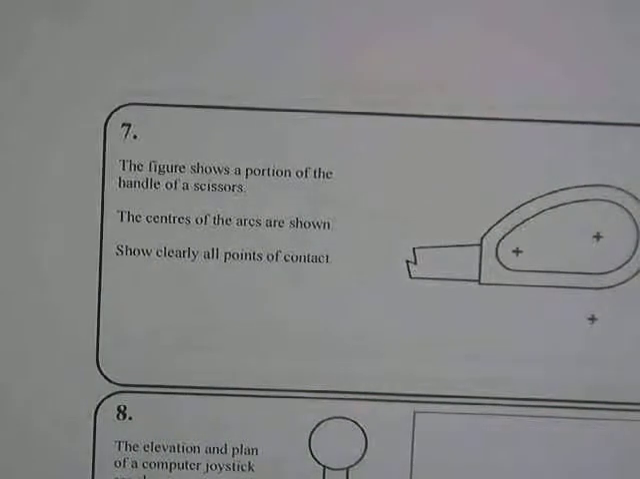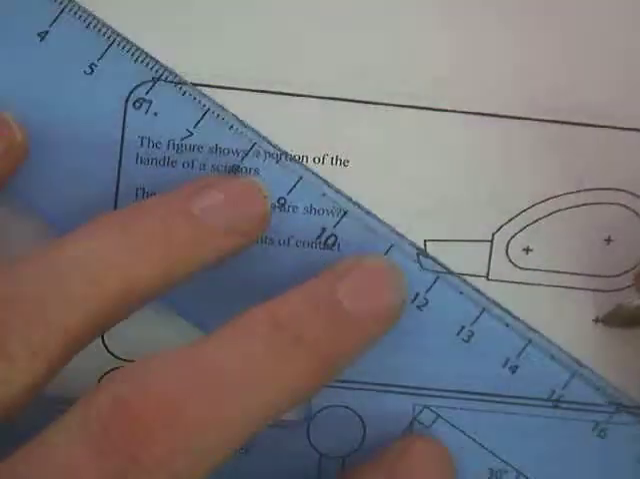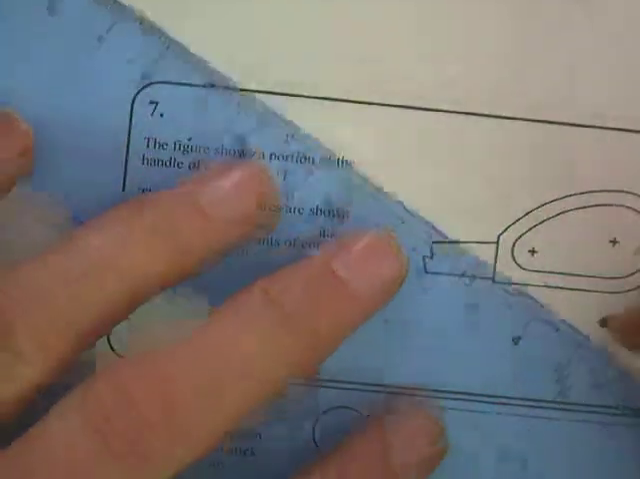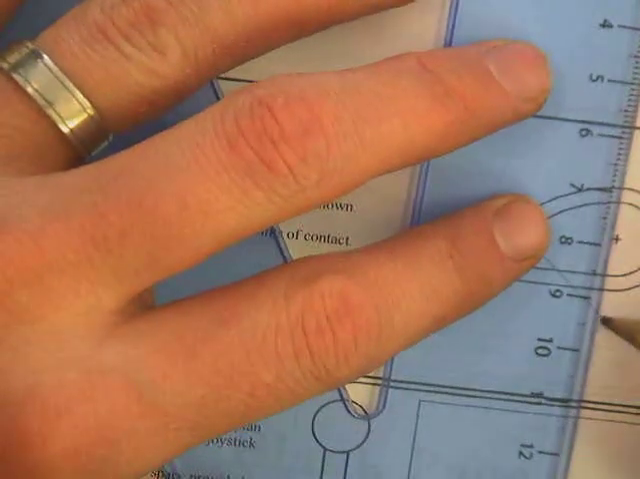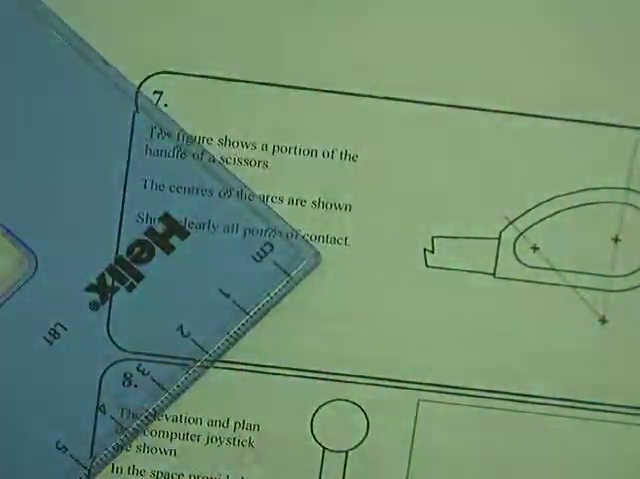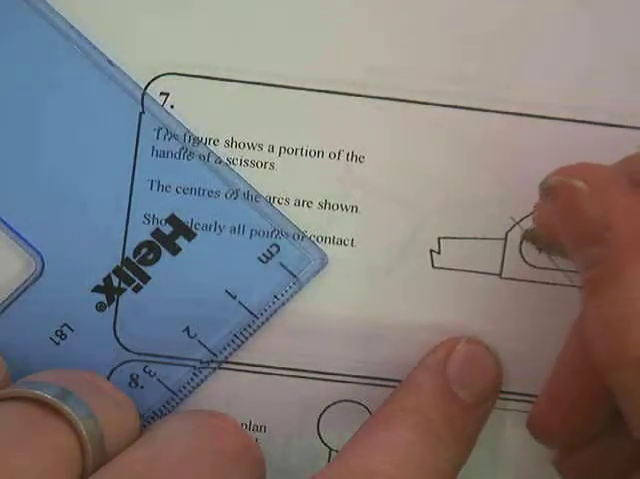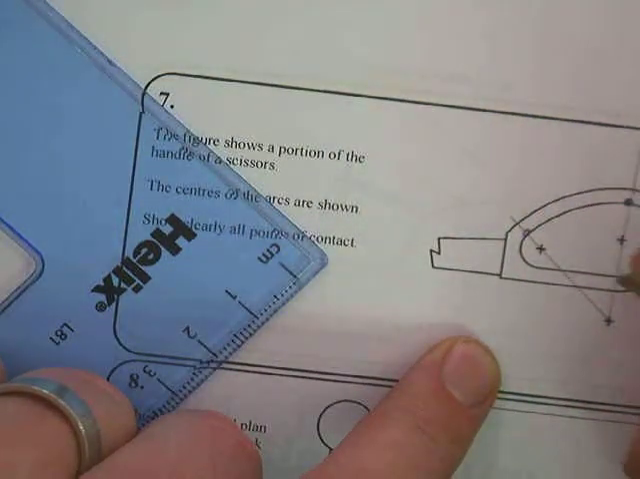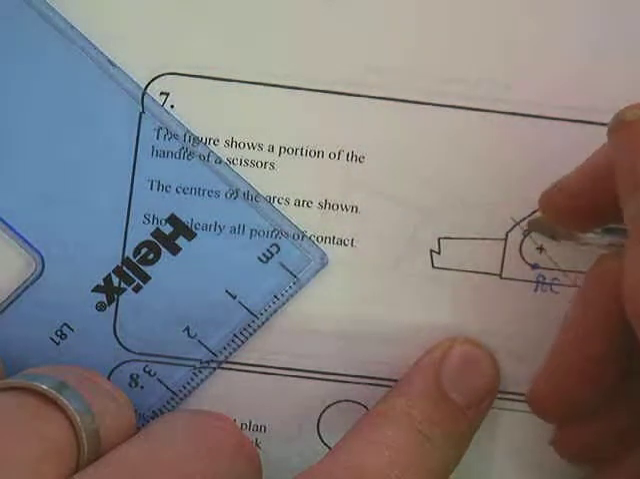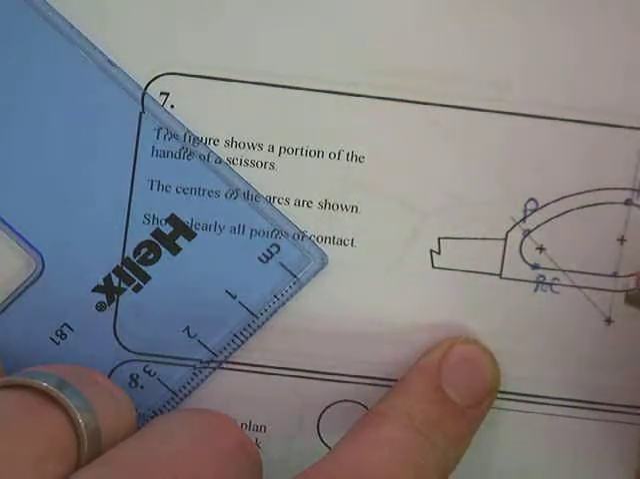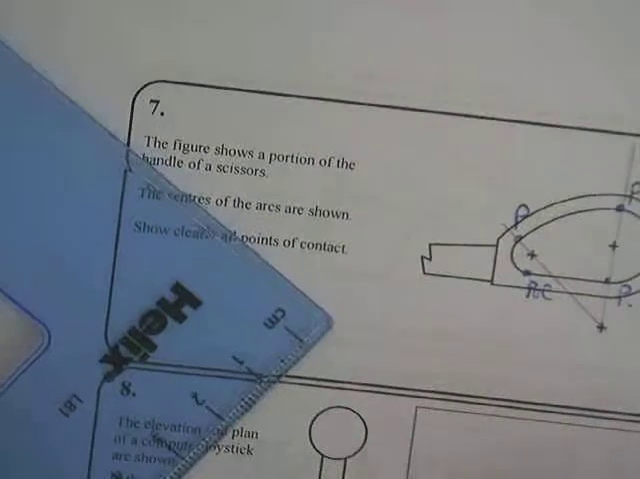So question 7 then. The figure shows a portion of the handle of a scissors. The centers of the arcs are shown. Show clearly the points of contact. So what do we do there? Join the centers, don't we? So that gives us our point of contact here, our point of contact here, and also what you do is you bring down here to there, and you show your 4 points of contact. Okay? Is everyone all right with that?